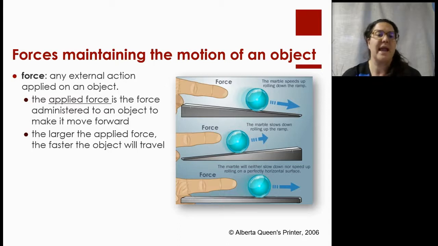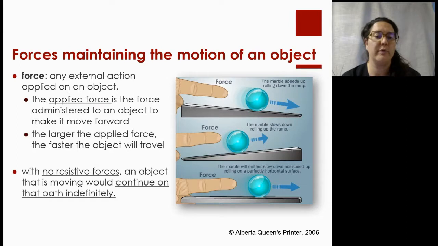So force is any external action applied to an object. The applied force is the force administered to an object to make it move forward, and the larger the applied force, the faster and or further an object will travel. With no resistive forces, an object that is moving would continue on that path indefinitely. And now this really only happens in outer space, because on Earth, regardless of where your object's moving, there will always be friction, even if it's simply air resistance.